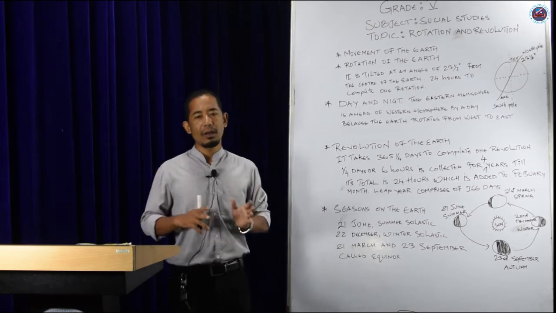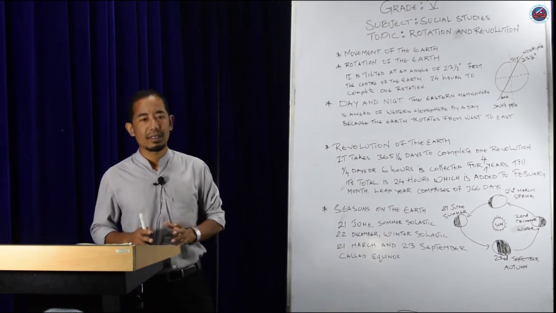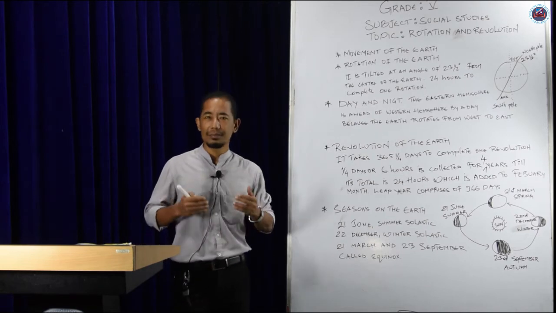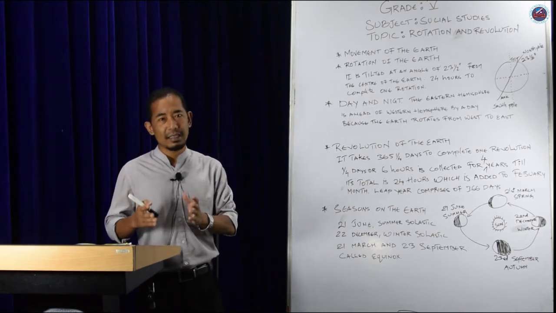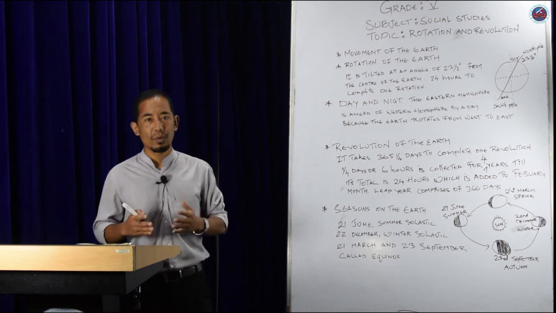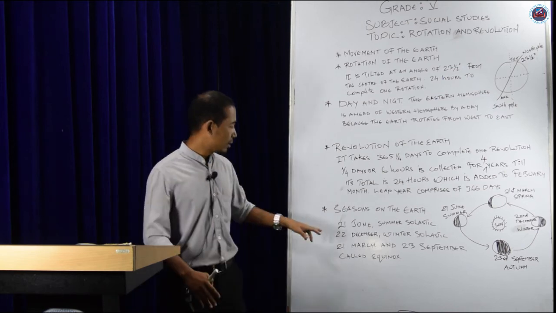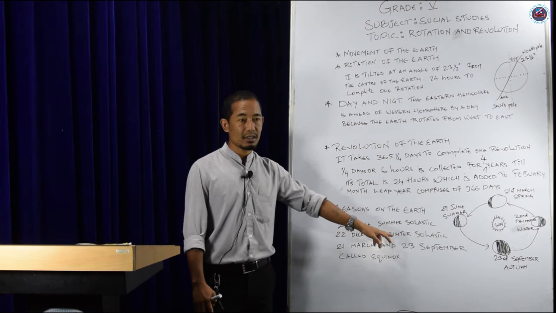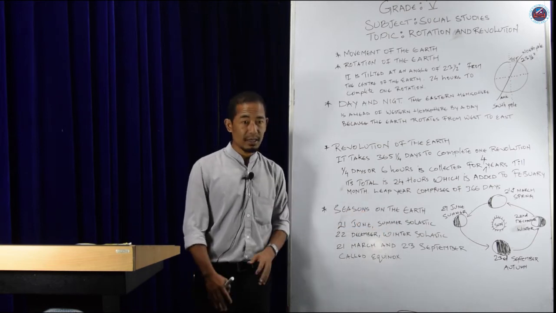Similarly, when the northern hemisphere leans away from the sun, it receives less sunlight and experiences winter. And 22 December is known as the winter solstice.